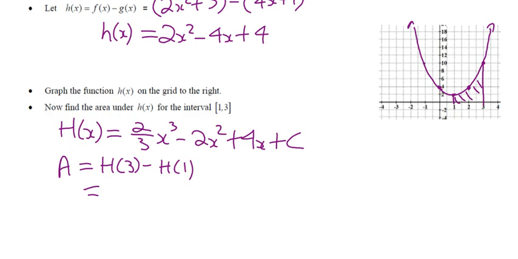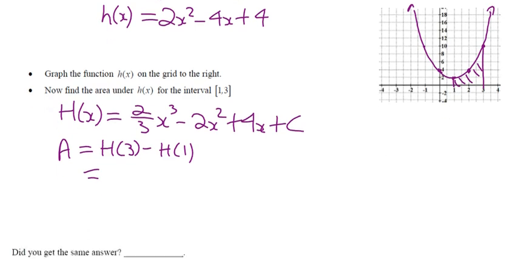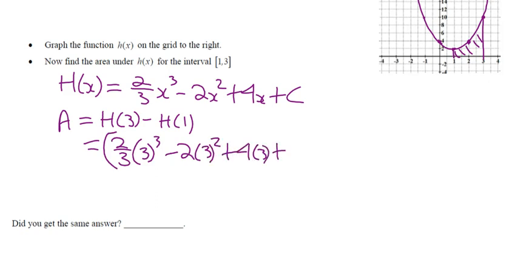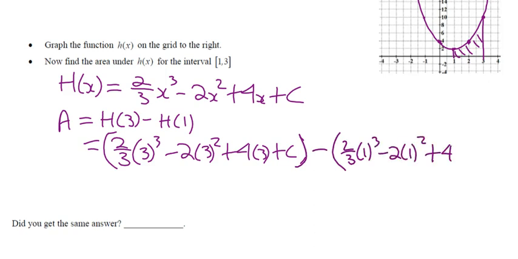I guess what we're hoping is that we get the same 9 1/3 square units, right? Because we do this in one step, it's a lot easier than plugging it in twice. So 2/3, 3 cubed, minus 2 times 3 squared, plus 4 times 3, plus c, minus now we got 1, so 2/3, 1 cubed, minus 2 times 1 squared, plus 4 times 1, plus c.